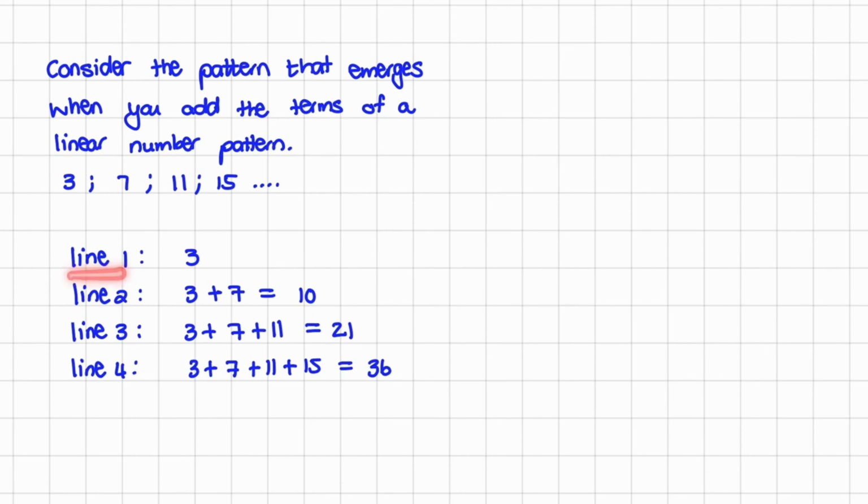So line 1 is term 1. Line 2 is the sum of term 1 and term 2. That is equal to 10. Line 3 is the sum of the first 3 terms. And line 4 is the sum of the first 4 terms. So let us look at the questions based on this information.